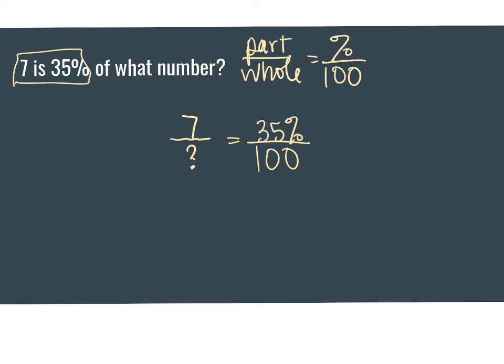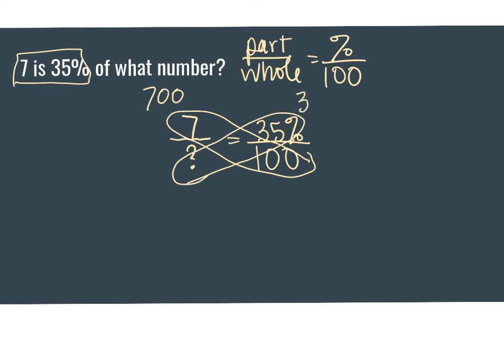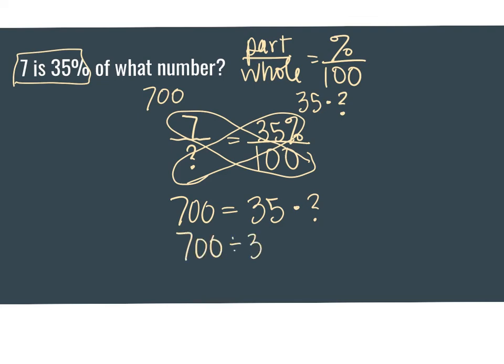Let's take a look at our butterfly method. Again, we're going to multiply 100 times 7. That gives us 700. And we multiply our percent by the unknown, 35 times an unknown number. We're going to rewrite that to say 700 is equal to 35 times an unknown number. Remembering back, we know that we have to divide to solve. 700 divided by 35 is equal to 20.